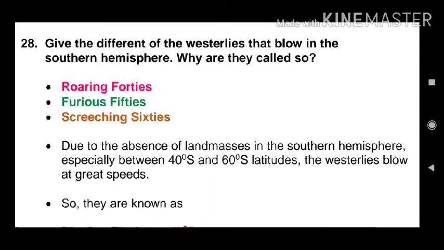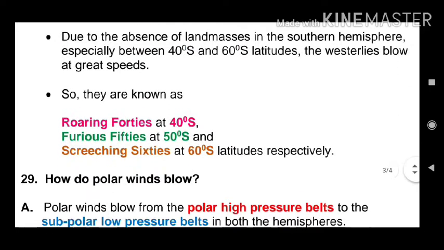The different names are roaring 40s, furious 50s, screeching 60s. Due to the absence of land masses in the southern hemisphere, especially between 40 degrees south and 60 degrees south latitudes, the westerlies blow at great speeds. So they are known as roaring 40s at 40 degrees south, furious 50s at 50 degrees south, and screeching 60s at 60 degrees south latitudes respectively.